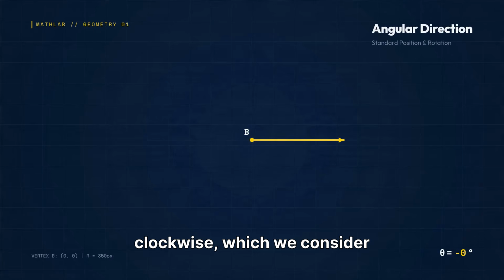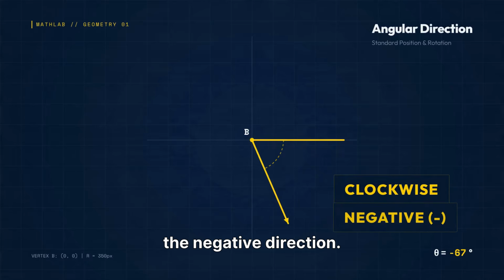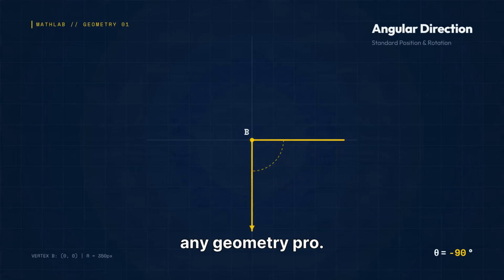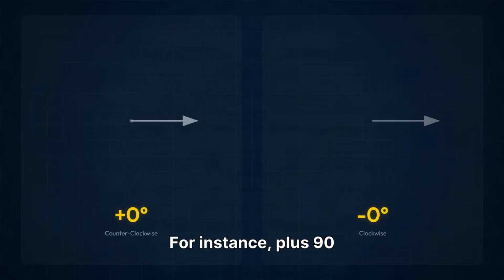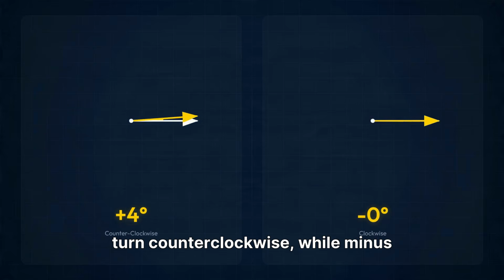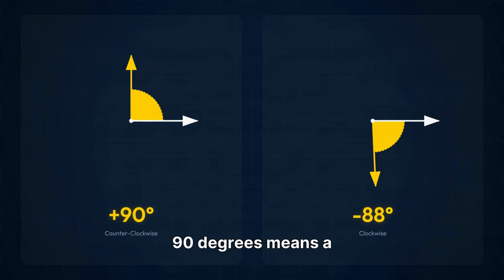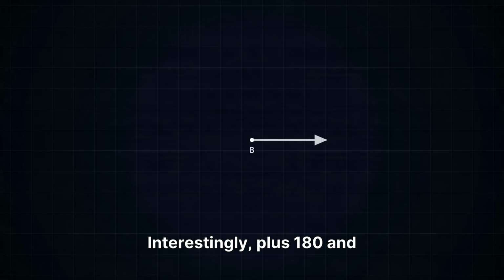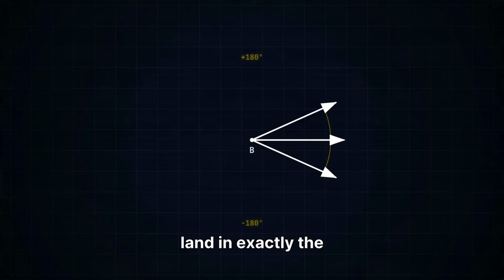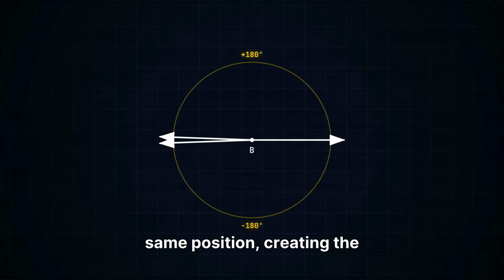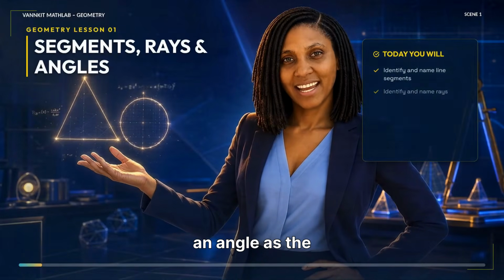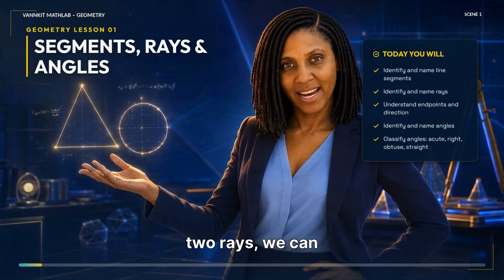Rotation can also go clockwise, which we consider the negative direction. Recognizing this difference is a vital skill for any geometry pro. For instance, plus 90 degrees means a quarter turn counterclockwise, while minus 90 degrees means a quarter turn clockwise. One is positive, the other is negative. Interestingly, plus 180 and minus 180 degrees both land in exactly the same position, creating the same straight angle. Symmetry in action.